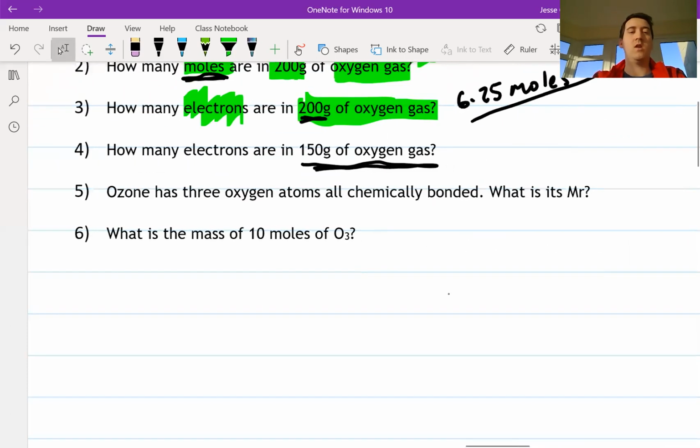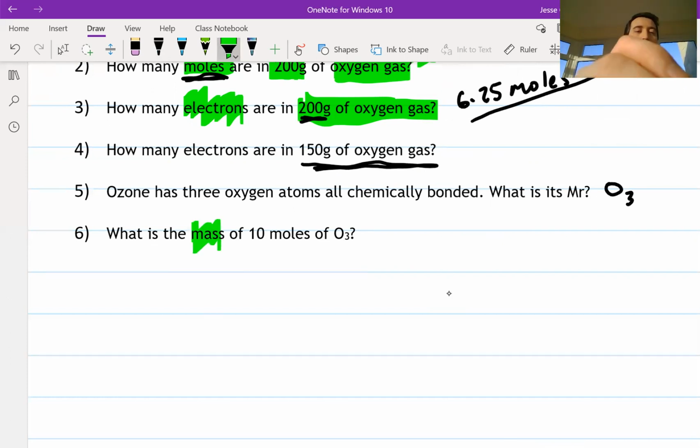Next one, ozone has 3 atoms of oxygen, all chemically bonded. What is its Mr? So its formula will be O3. So 3 oxygens, 16 plus 16 plus 16, 48. Well done. You said 48, the correct answer. And what about if you had 10 moles of O3, what would the mass be?